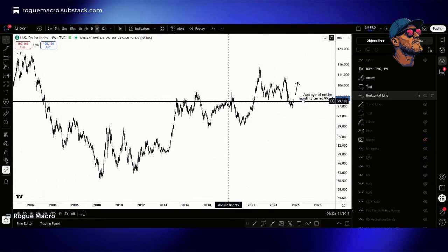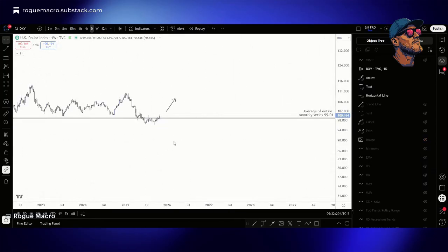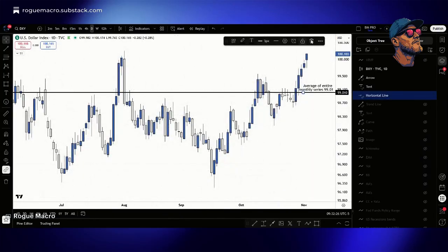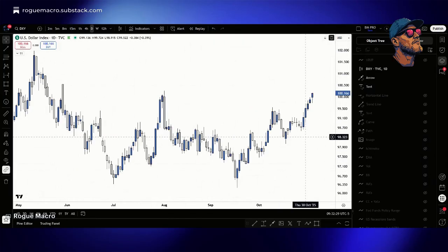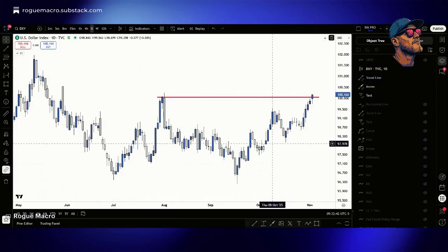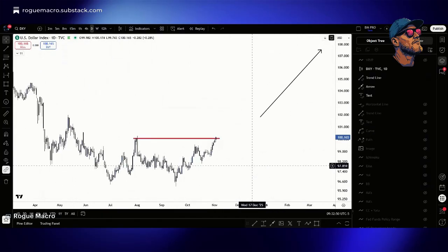We can take a look at other dollar indices in a second, but I wanted to point this out. If we go back to the daily, we are breaking above 100, and I think that's an important level. Measuring from the high we got to back on July 31st, we are breaking above that right now. So that's a very important level. Where are we going next? Most likely a lot higher, to the upper part of the range.